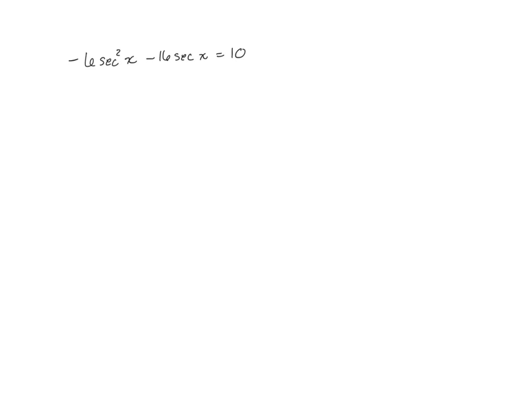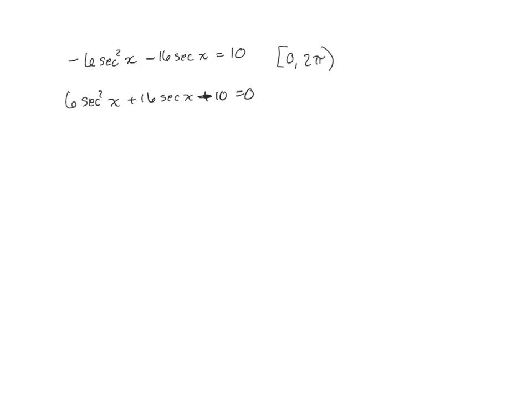Here's an example you're asked to solve. Minus 6 secant squared x minus 16 secant x equals 10. And you were asked to solve or find all solutions on the interval 0 to 2 pi. First thing I'm going to do is move everything over to one side. So I'm going to get 6 secant squared x plus 16 secant x plus 10 is equal to 0.